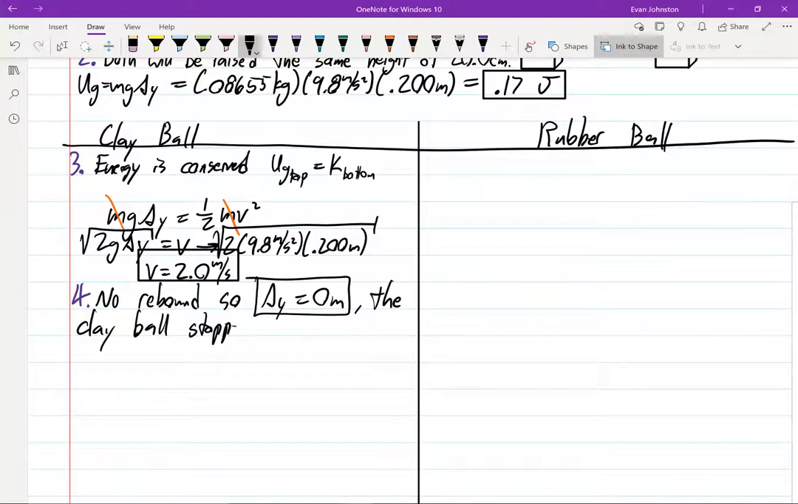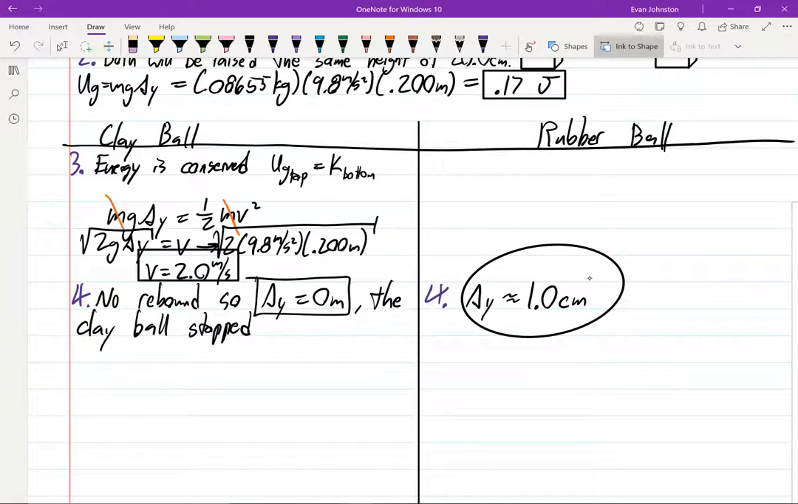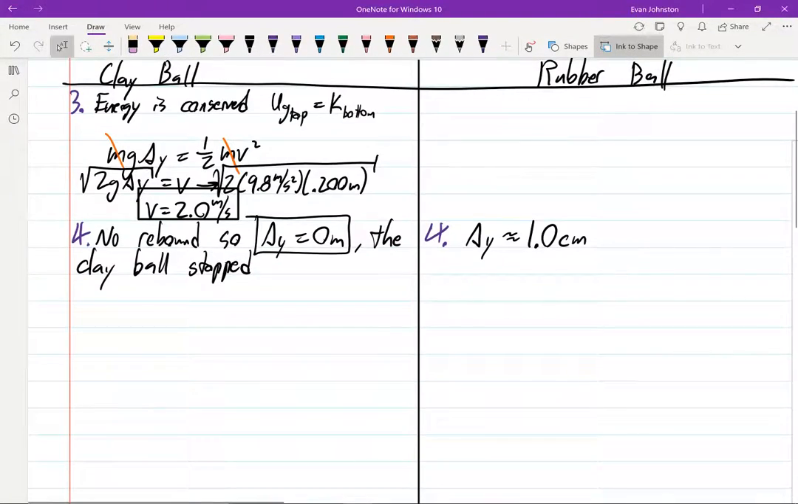Now, because you need this, I will tell you that the rebound height for the rubber ball is right at 1 centimeter. We can actually just put that as 2 sig figs, 1.0 centimeters, but you can't leave it in centimeters, of course, right? So that'll help you with 4. So that's it. Let's look at 5.